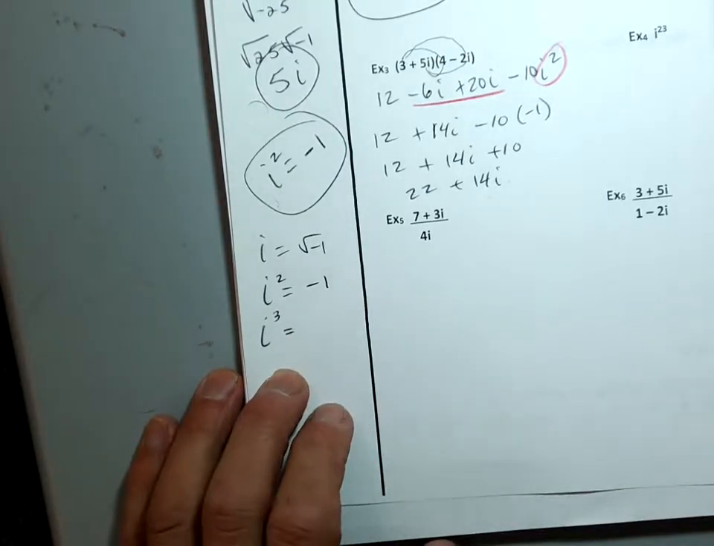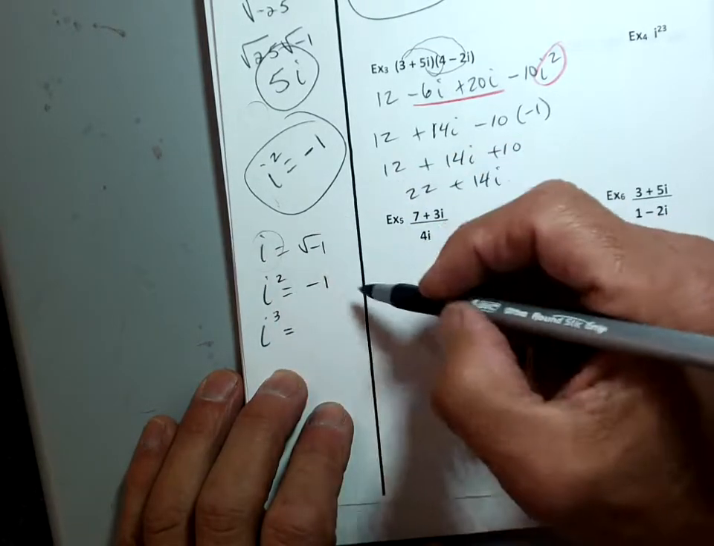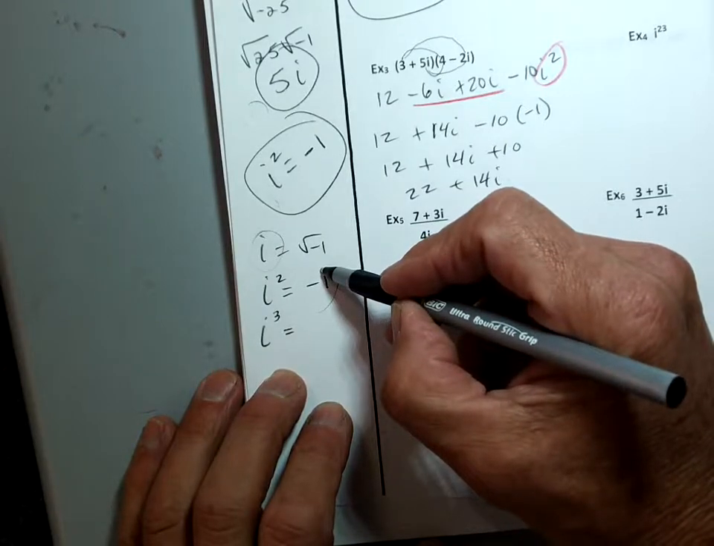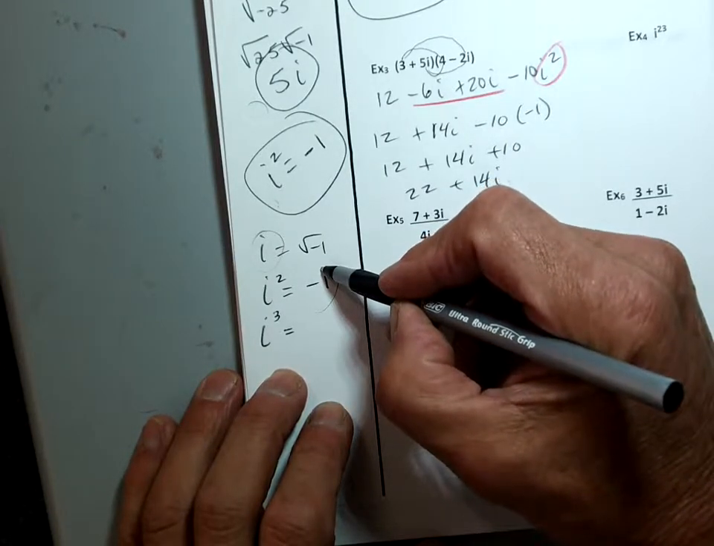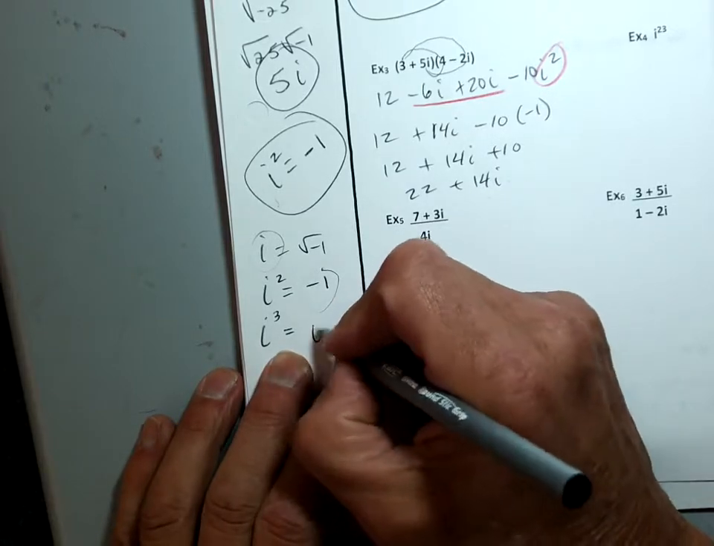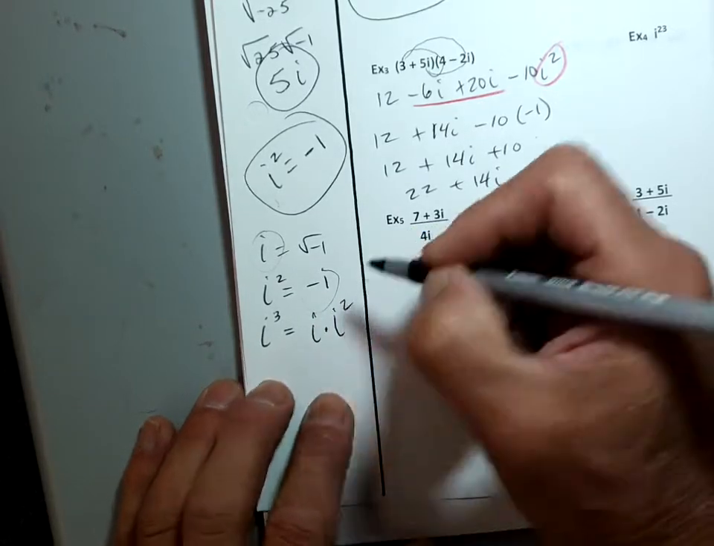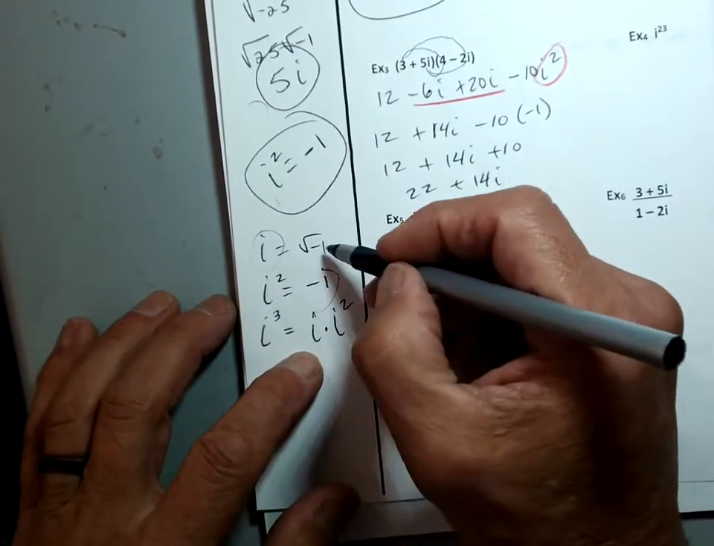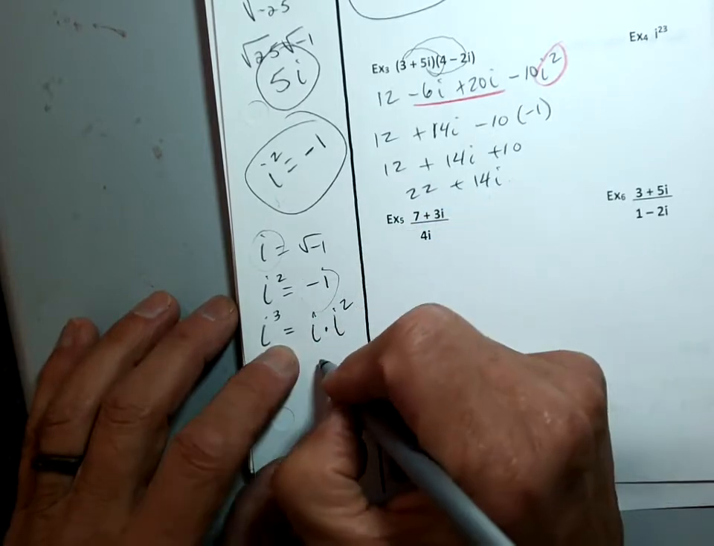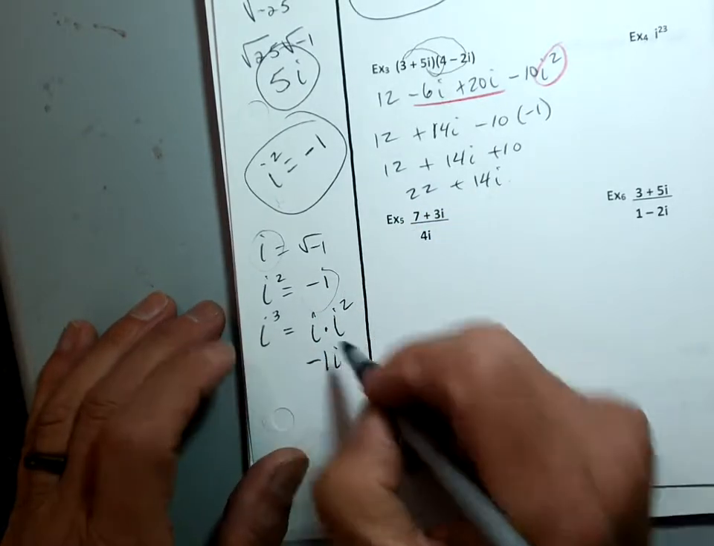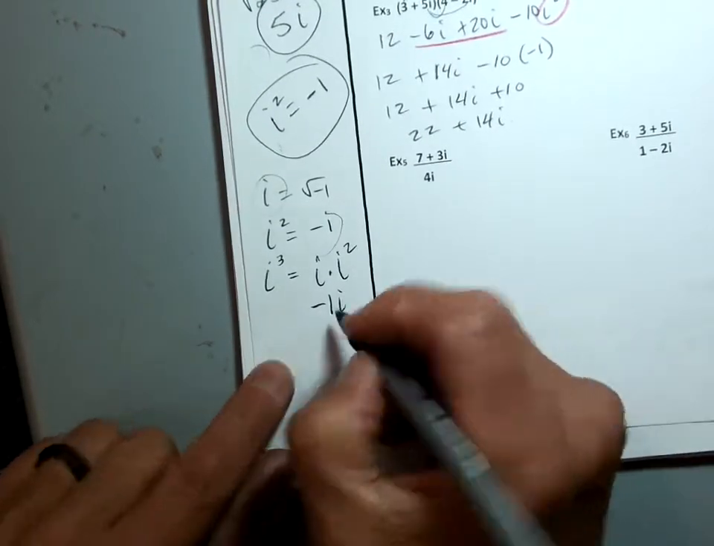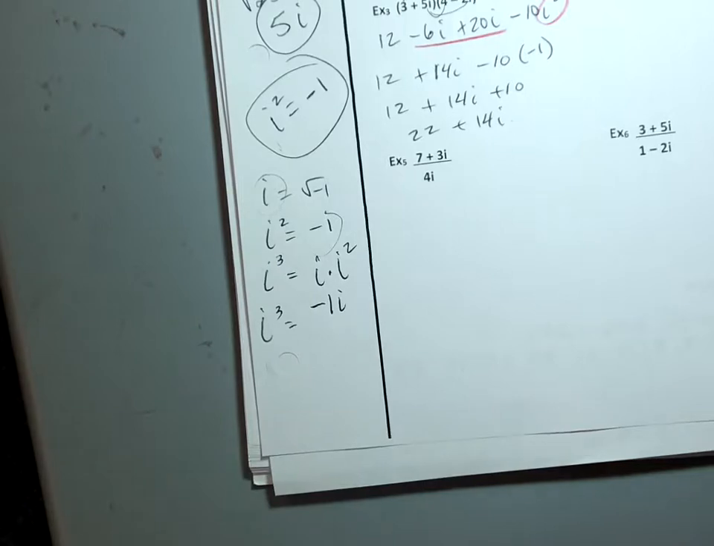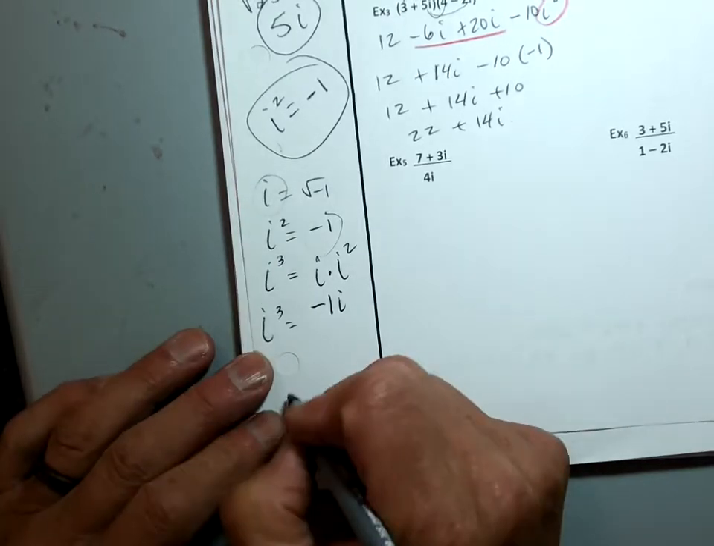What's i cubed? Negative i, because it's going to be i times negative 1. Real quick, i cubed is the same thing as i times i squared. We know i is just plain old i, but i squared is negative 1, so it's going to be negative 1 times i. So i cubed is negative i.